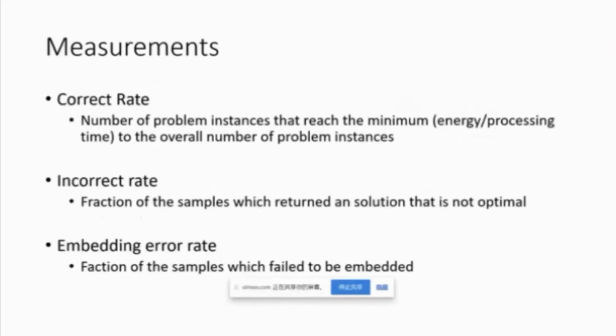We devise 3 performance metrics to evaluate the QPU. First is the correct rate. It's the number of problem instances that reach the minimum to the overall number of problem instances. Second is the incorrect rate. It's the fraction of samples which return a solution that is not optimal. Finally, it's the embedded error rate. It's the fraction of samples which fail to be embedded.